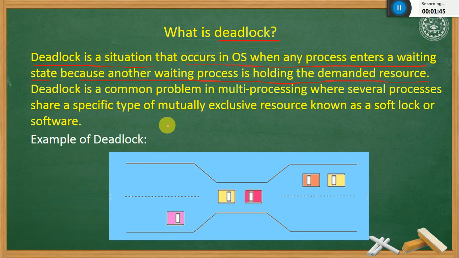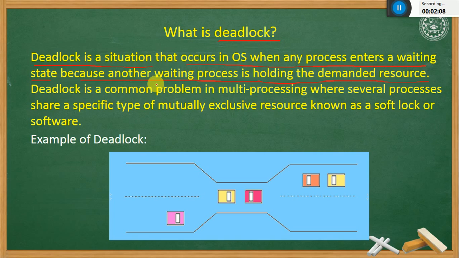In other simple words, a deadlock is a situation in which one process enters continuous waiting because another process, which is waiting for some other resource, is holding the resource that the previous process wants.